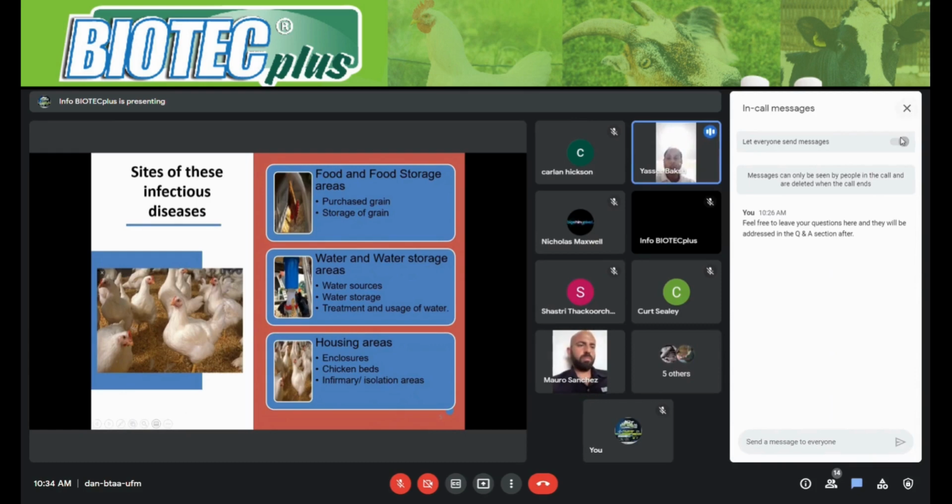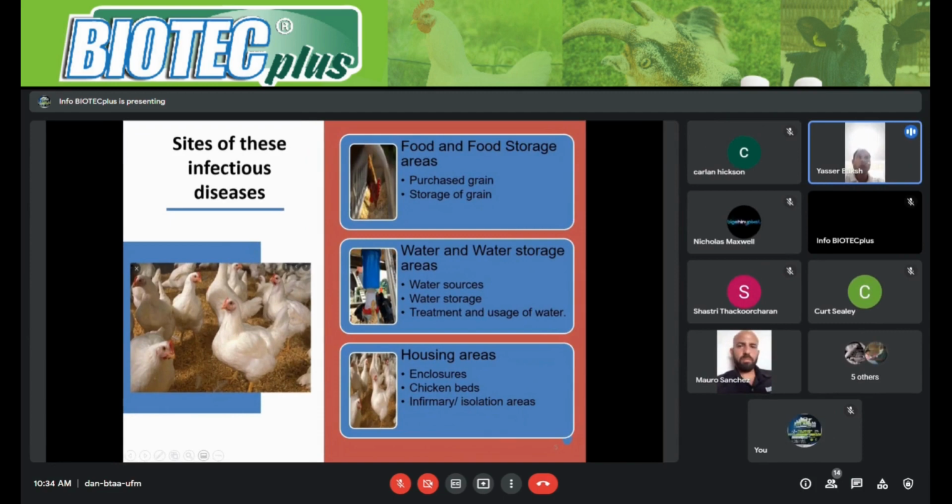The water and the storage areas, we're going to touch heavily on that, okay? So water sources, water storage, treatment of the usage of water, right? And the housing areas and the enclosures, which would be your coops and the areas where you would actually keep the animals, the enclosures, the beds, very importantly, guys, the beds, and the infirmary and the isolation areas, meaning where you're going to put them when they are sick already, okay? Give me one second so I have all of those slides organized. So those are the sites of the infectious disease, and we're going to move on to the following slide.